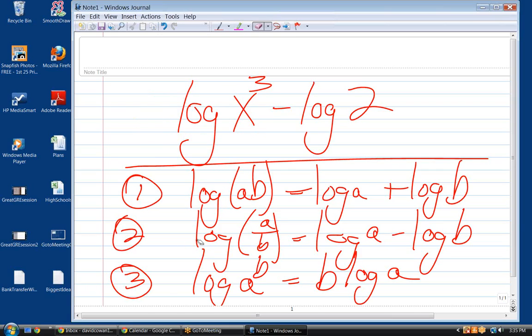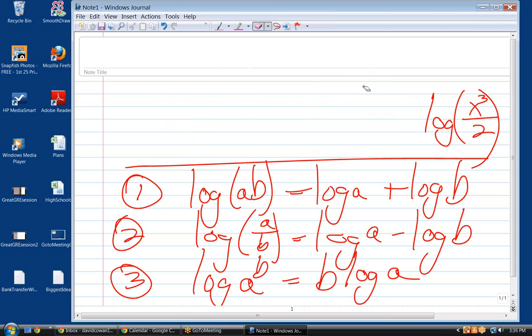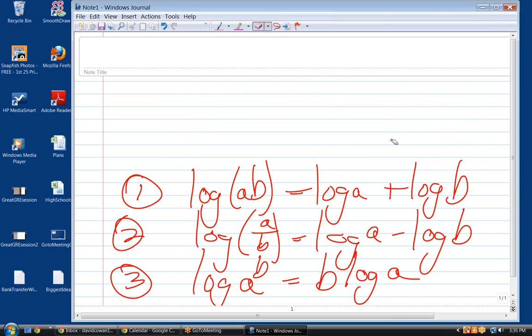Now I can apply the second rule. So what does this whole expression become? Log of x to the third divided by 2. Exactly. Okay? So these 3 rules govern all of these expansions and compressions. What's the next one? Alright.